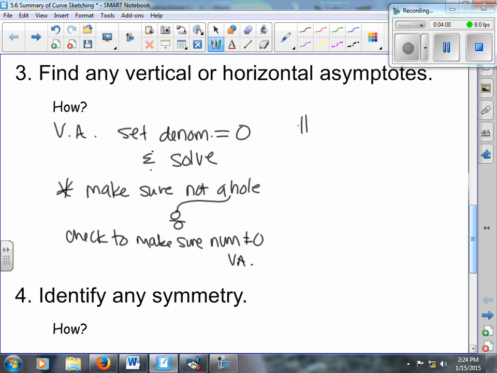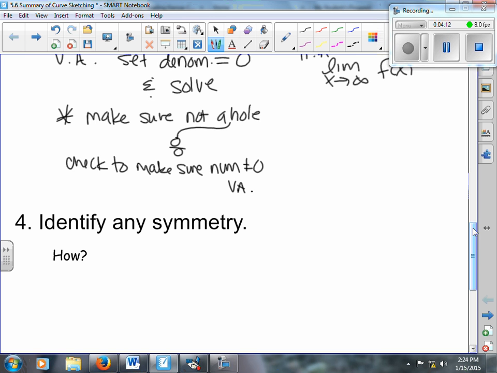And then horizontal asymptotes. The easiest way of doing horizontal asymptotes is just to take the limit as x goes to infinity of the function. And we just did that in the last section. And whatever your answer is, that's your horizontal asymptote.